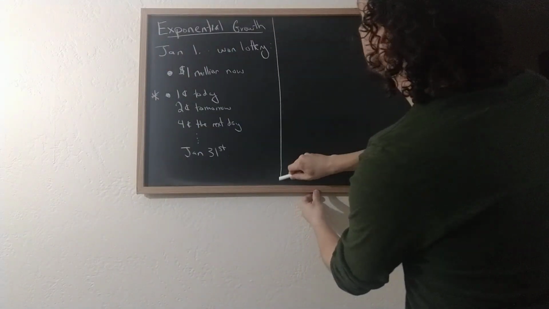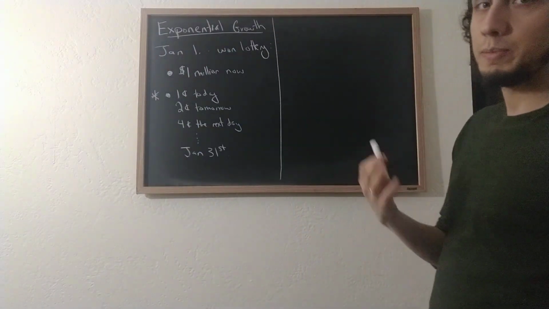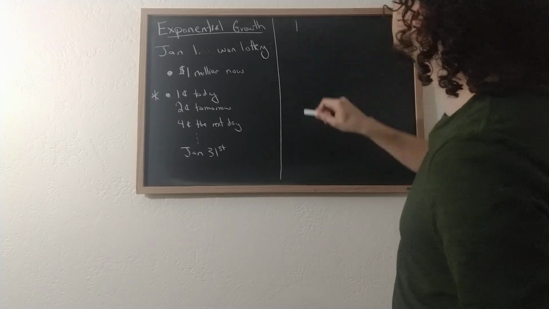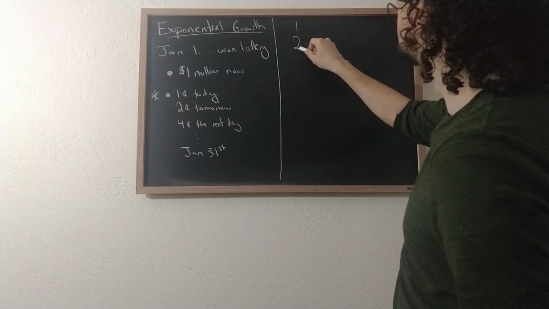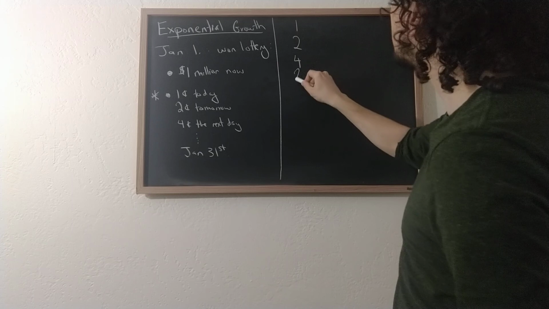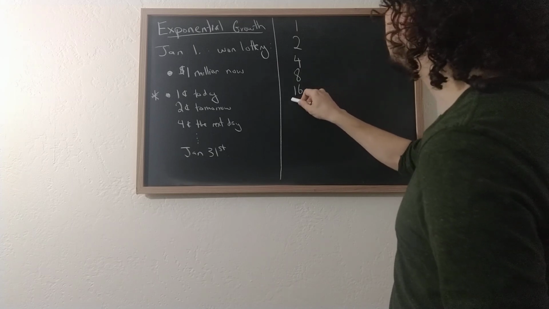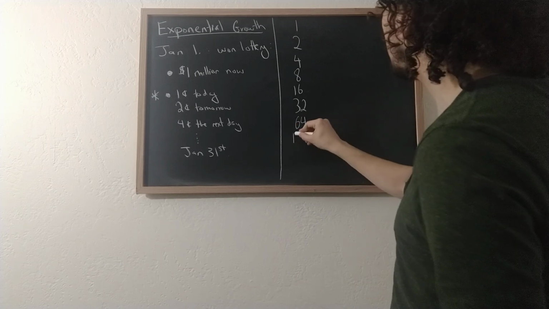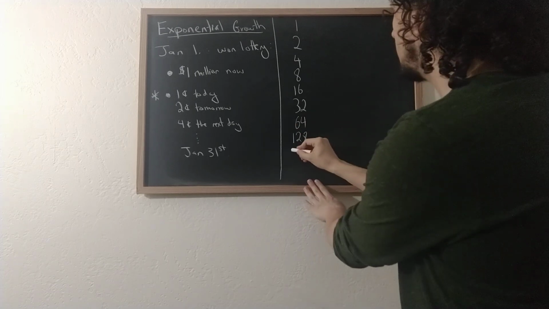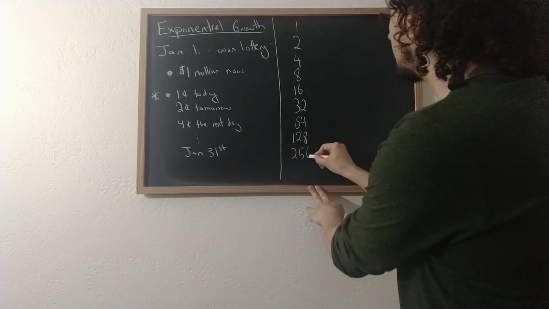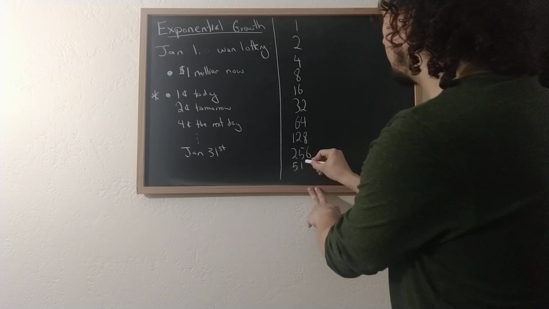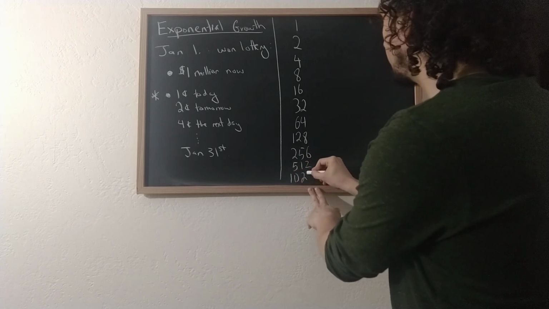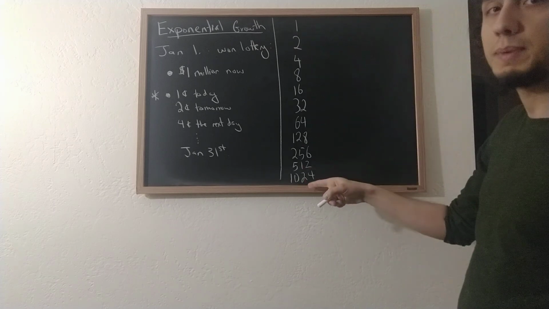Now, why is that? Let's take a look at how many cents we're getting. We're starting with 1 cent on the first day, then 2 cents, then 4 cents, then 8, 16, 32, 64, 128, 256, 512, 1024. Now I've run out of space.